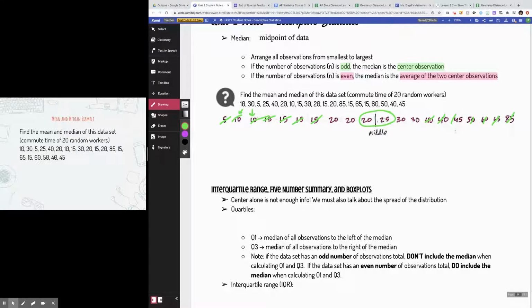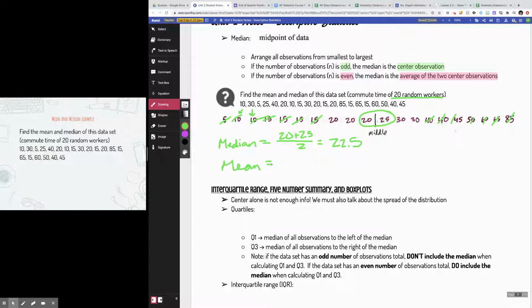Another way you can think about this is I know there's 20 random workers. So I can take that number 20 and cut it in half, and I get 10. That means my 10th and 11th observations will be the middle there. So if I want to find the mean and the median, the median here is the average of these two middle observations to figure out where the true middle is. So the median is 20 plus 25 divided by 2, which is 22.5. And then the mean.